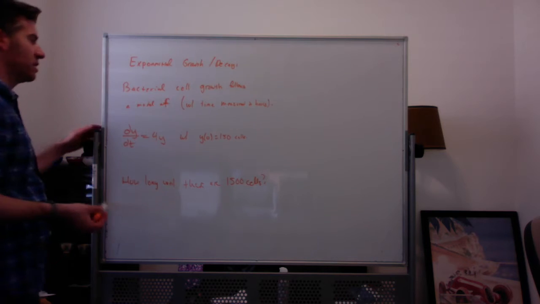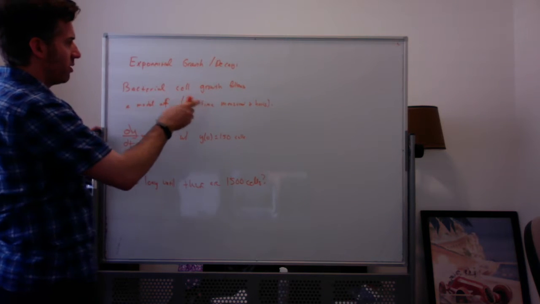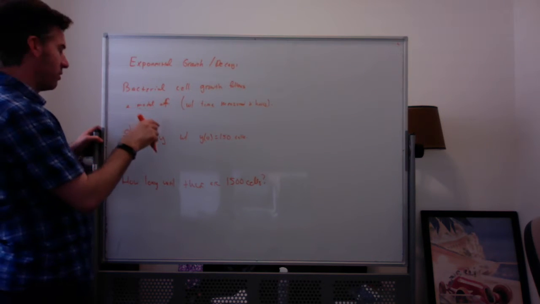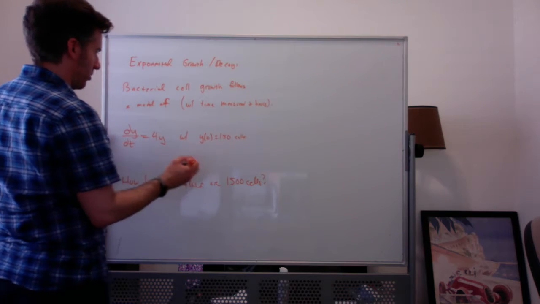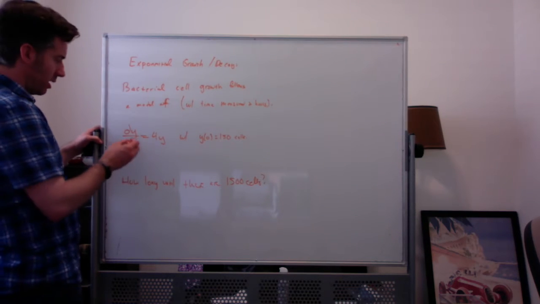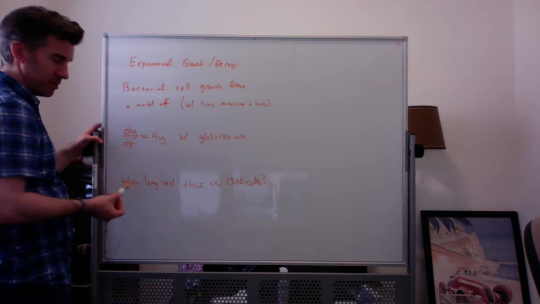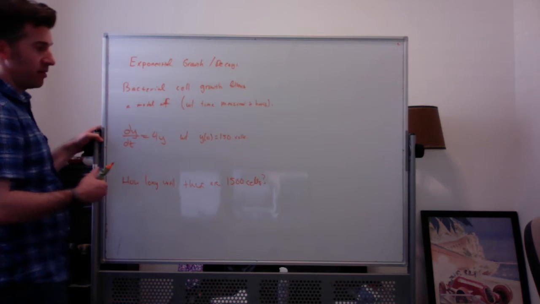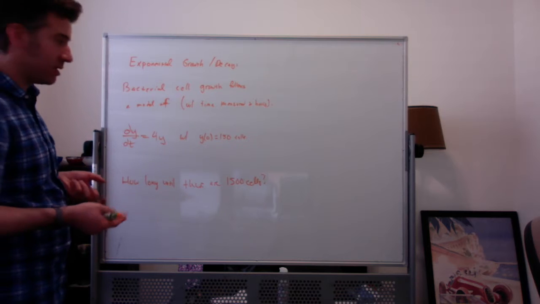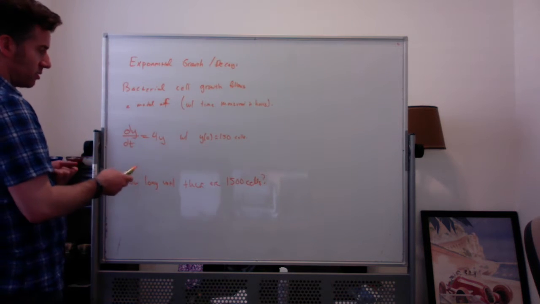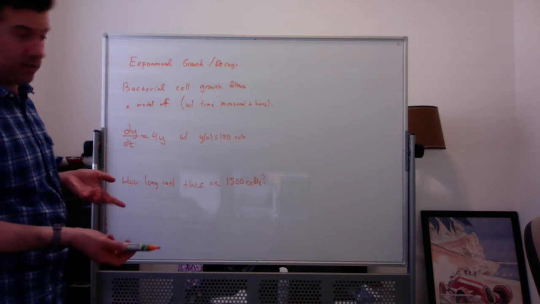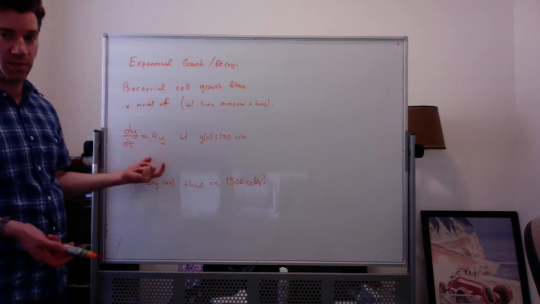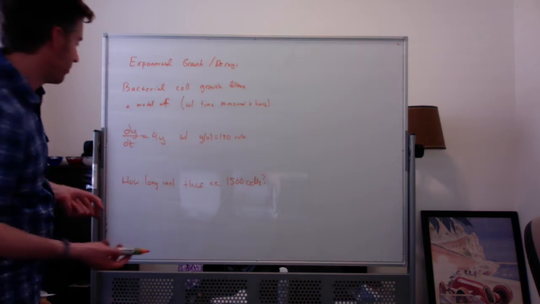So, here's an example. A bacterial cell growth follows a model of dy/dt equals 4 times y, where time is measured in hours. So again, this is saying the rate of change of y is 4 times the population y. So if I had, let's say, 300 cells, that would mean dy/dt is growing at 1,200 cells per hour, which is a lot, right? So when the rate of growth is 4 times population size, I mean, it's a big deal.